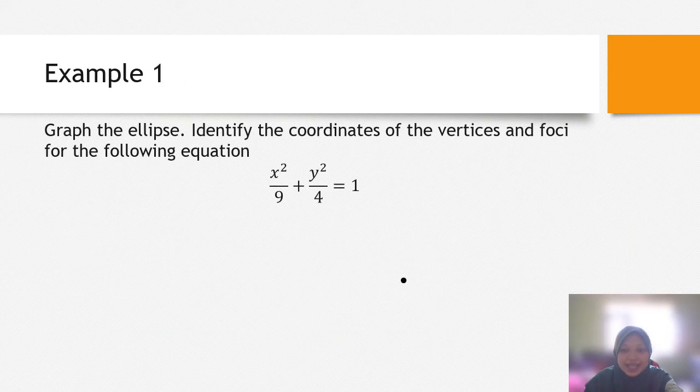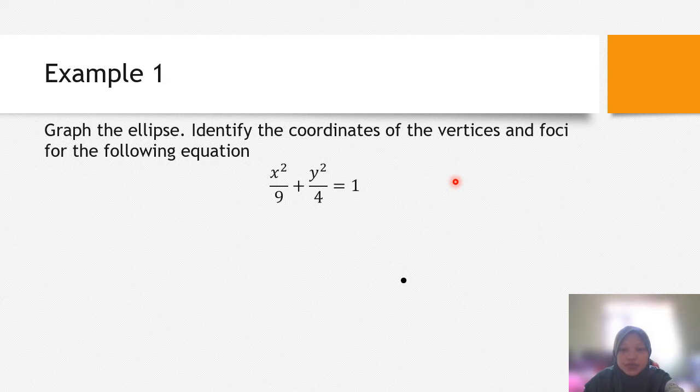Let's take a look at example 1. In this example, you will need to graph the ellipse and identify the coordinates of the vertices and foci for the following equation: x squared over 9 plus y squared over 4 equals 1. Based on this equation, you can see that it satisfies the condition of an ellipse at the origin, where the coordinates of the center are 0, 0.